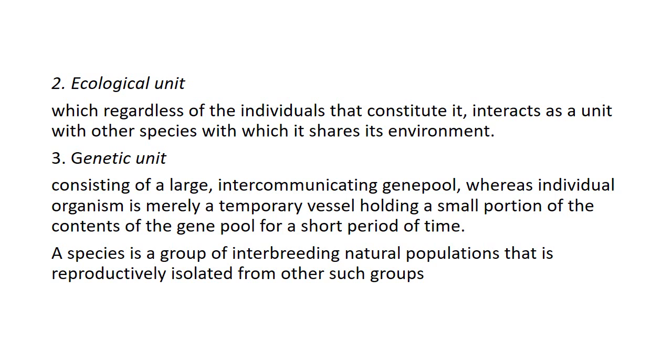Number 3 is genetic unit. A species consists of a large intercommunicating gene pool, whereas an individual organism is merely a temporary vessel holding a small portion of the contents of the gene pool for a very short period of time. So, a species is a group of interbreeding natural populations that is reproductively isolated from other such groups, with their own gene pool.